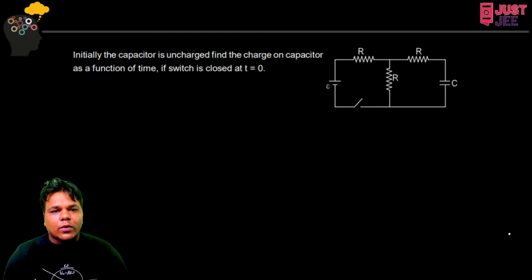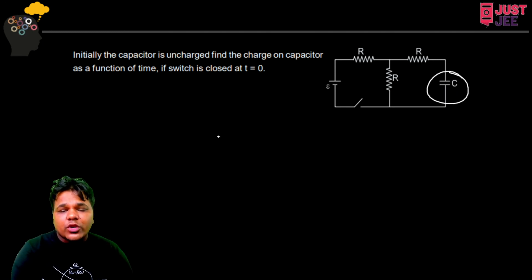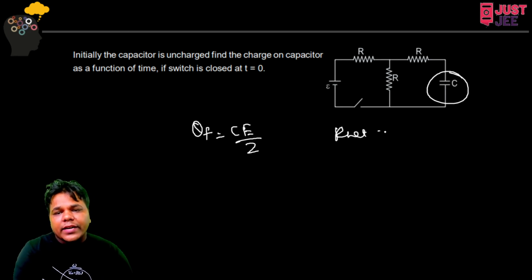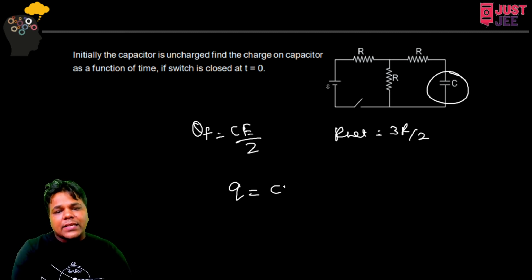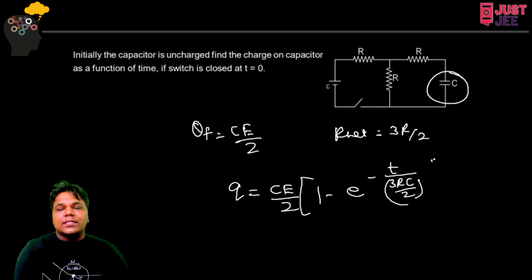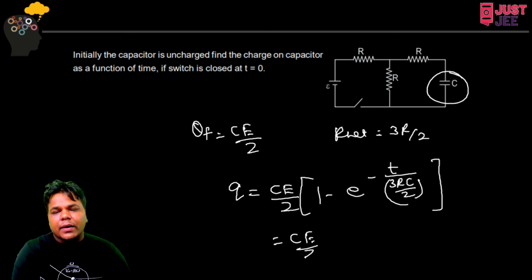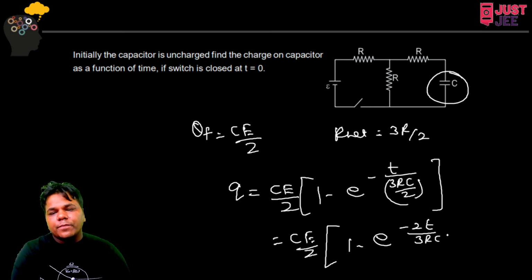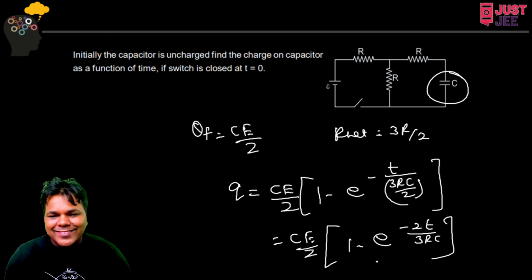Now, can we calculate it? Find the charge on the capacitor as a function of time, as I already told you. Q final, we calculated it. It is CE by 2. And R net, we calculated in the previous slides. It is 3R by 2. So my charge at any time is CE by 2 into 1 minus e raised to power minus t divided by (3RC divided by 2). That will be my final answer. As you can see, it will be CE by 2 into 1 minus e raised to power minus 2t divided by 3RC. Got the point, guys?